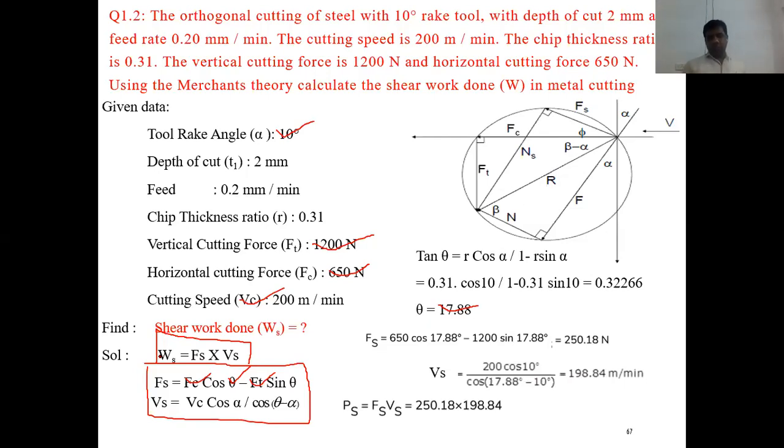So Ps is whatever the power or work done is. Actually, for work done we are supposed to write W. This work done is coming from multiplying these two factors, Fs and Vs. This is Vs and this is Fs. Please make sure the units are proper.